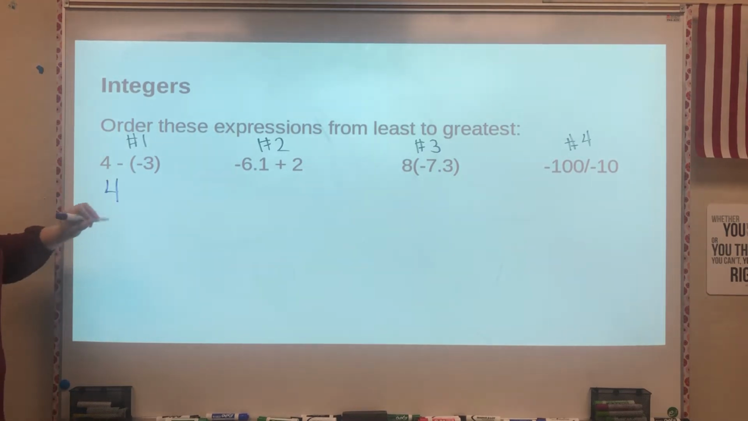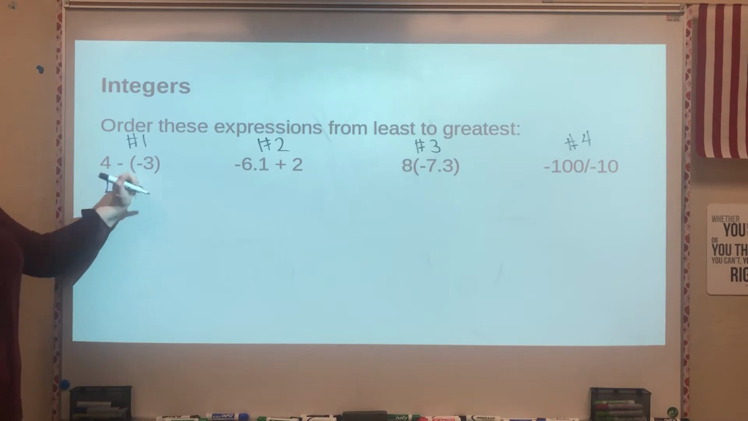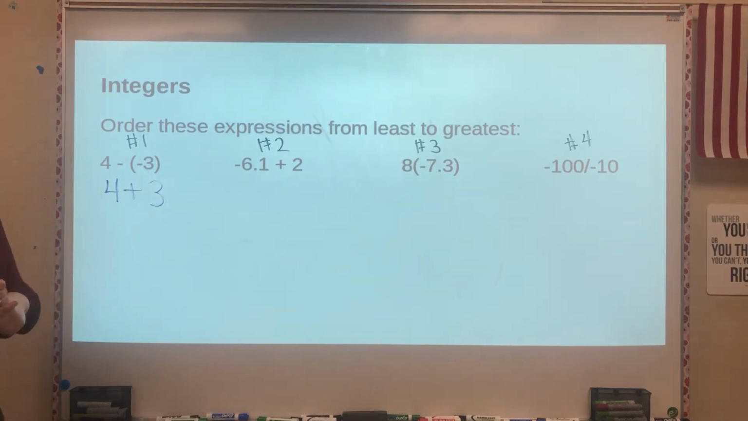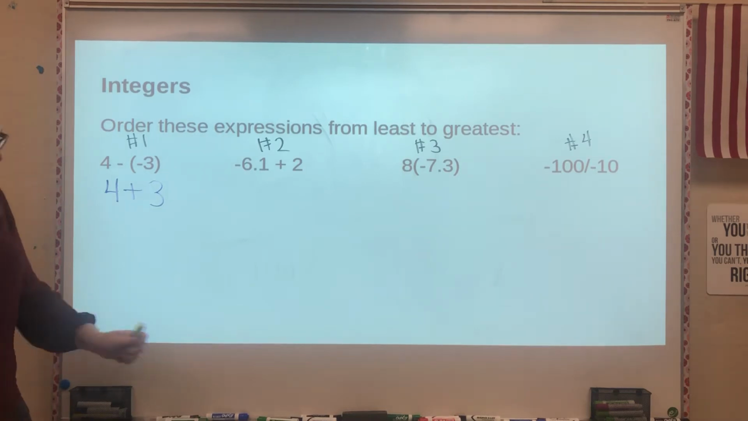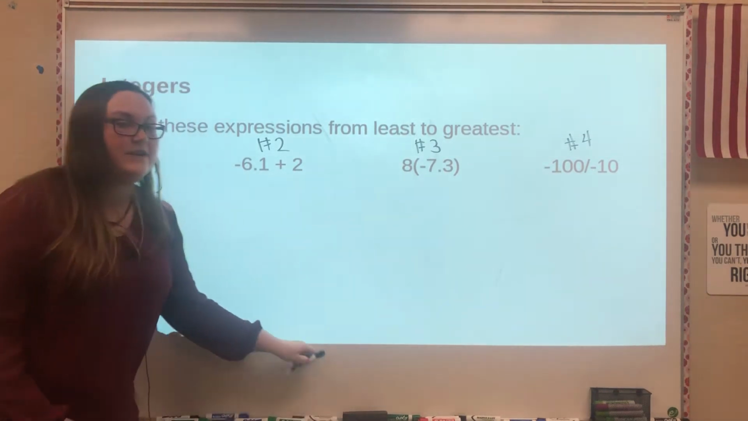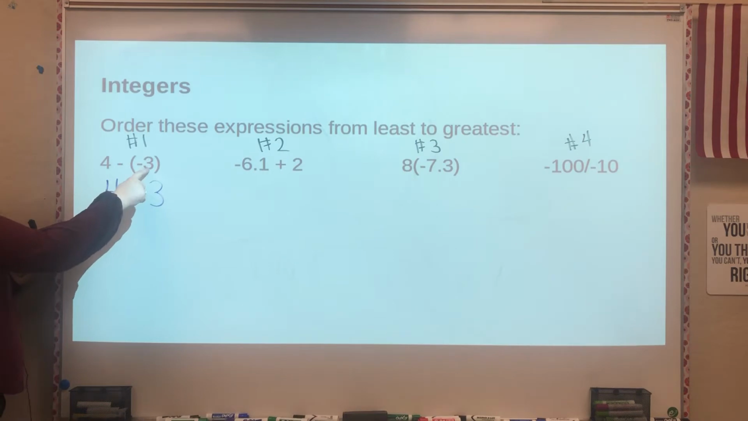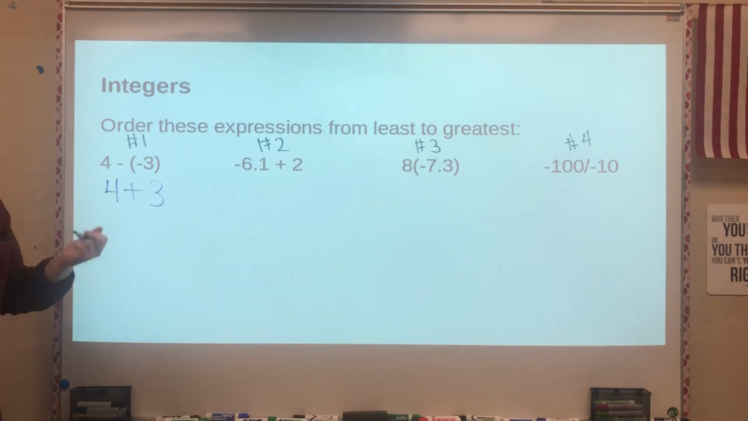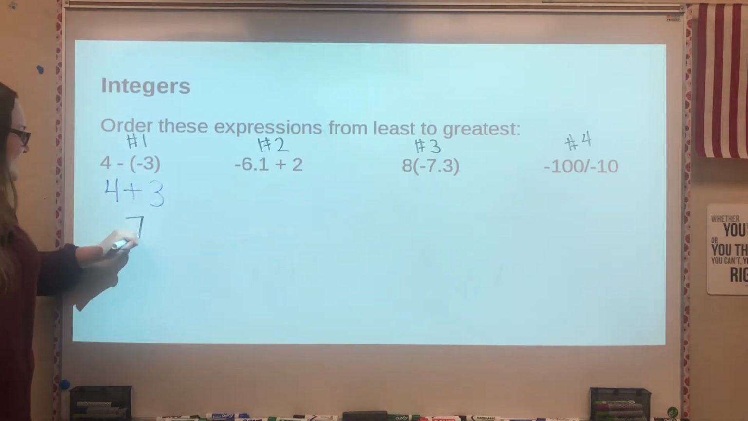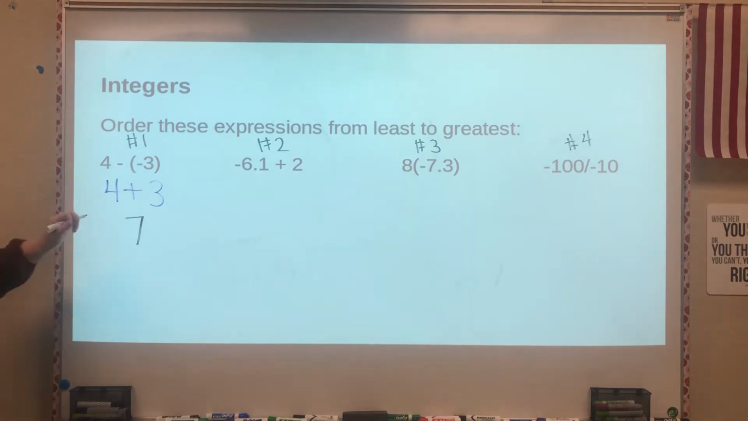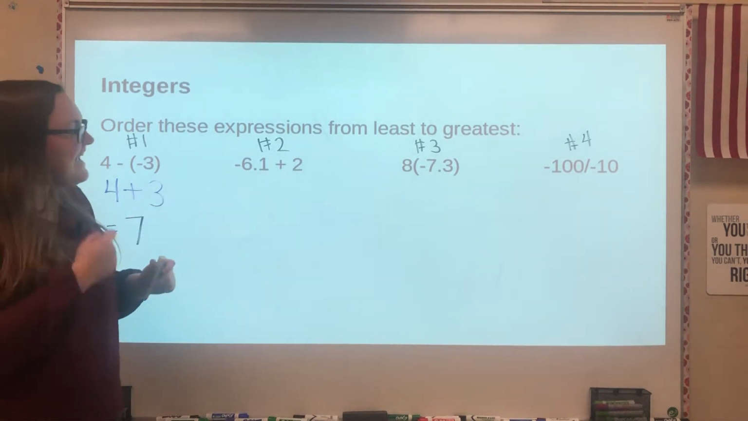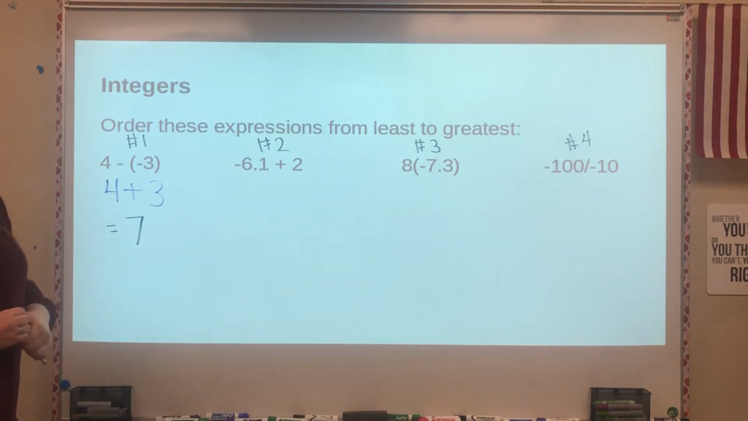Either way, that's going to be 4 plus 3. Not 4 plus negative 3, just 4 plus 3. Those 2 negatives right there change that 3 into a positive. Once you have 4 plus 3, it makes it a lot easier to say, okay, that first one equals 7, a positive 7. This next one says negative 6.1 plus 2.